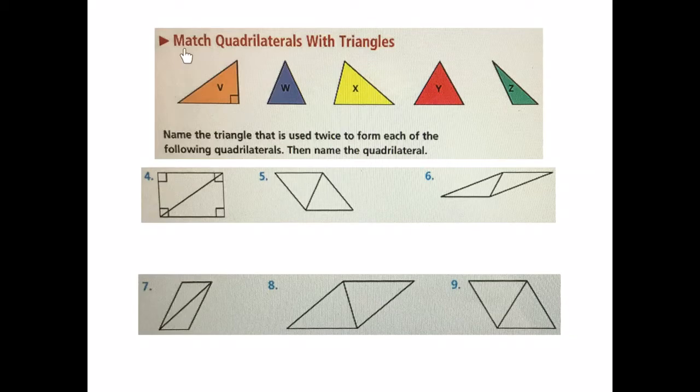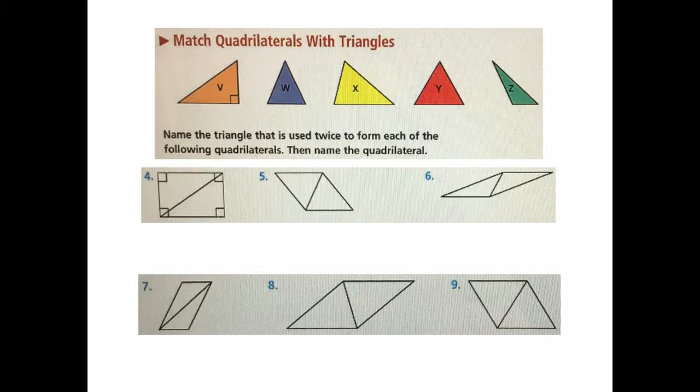We're going to match these quadrilaterals with the triangles down below here. We're going to see which triangle they used. So it says name the triangle that is used twice, remember because we have to put two of them together, to form each of the following quadrilaterals, then name the quadrilateral. Okay, so let's look at number 4 first.